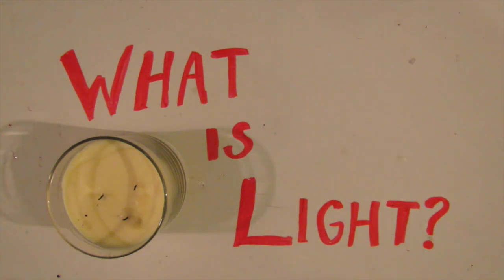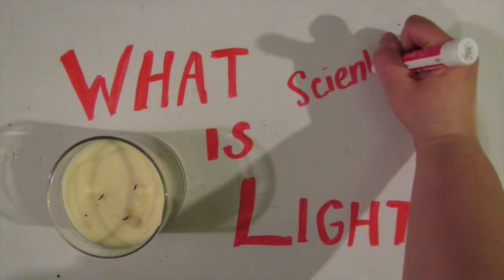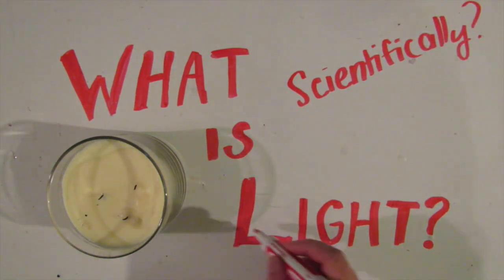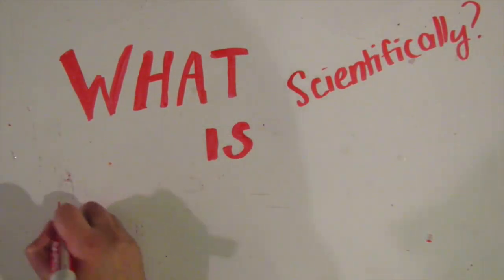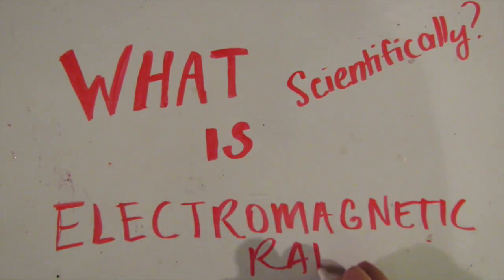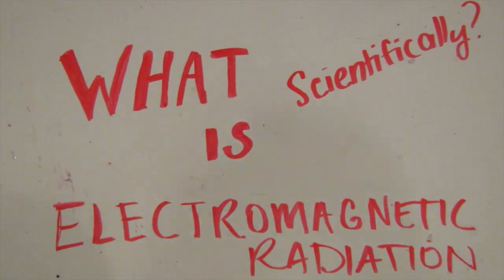So light is a word that you've heard before. We use it all the time. But scientifically, light is something pretty specific. In science, we don't really call it light. We actually call it something else. And that is electromagnetic radiation.